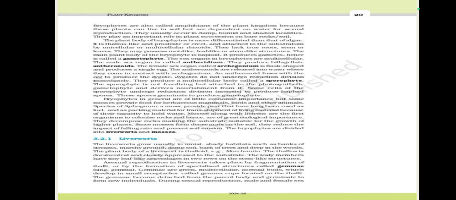Zygotes do not undergo reduction division immediately. They produce a multicellular body called the sporophyte. The sporophyte is not free living but attached to the photosynthetic gametophyte and derives nourishment from it. Some cells of the sporophyte undergo reduction division, meiosis, to produce haploid spores. These spores germinate to produce the gametophyte.